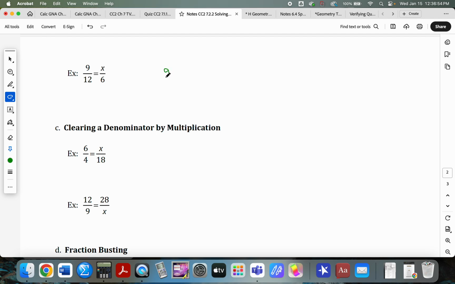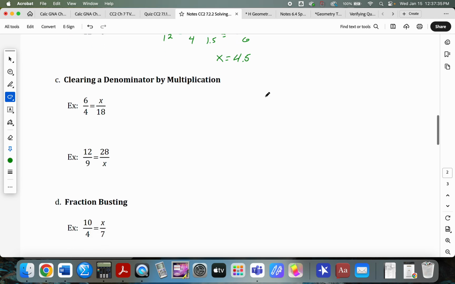So we'll try the same thing here, 9 over 12. Both of those are evenly divisible by 3. So that's 3 over 4. What do you have to multiply 4 by in order to get 6? 1.5. 3 times 1.5 is 4.5, exactly. So x is 4.5. So sometimes you can do it just by manipulating one of the two ratios.